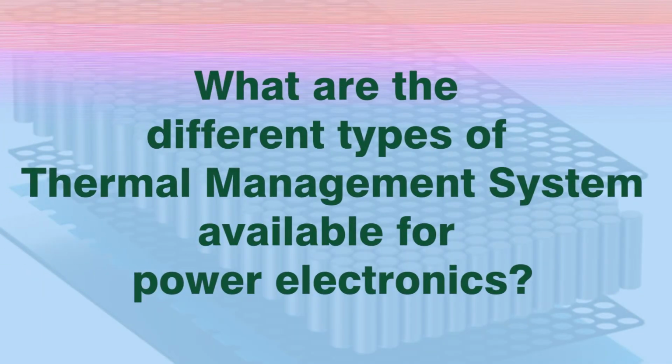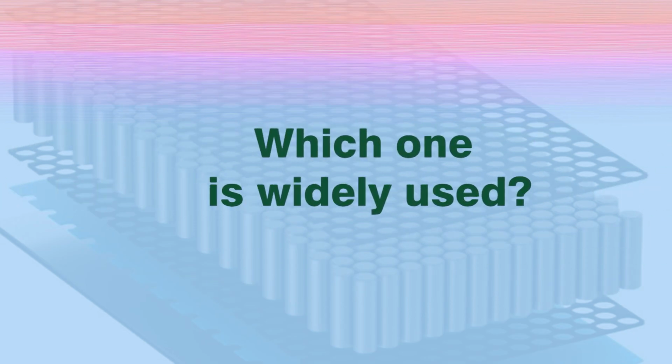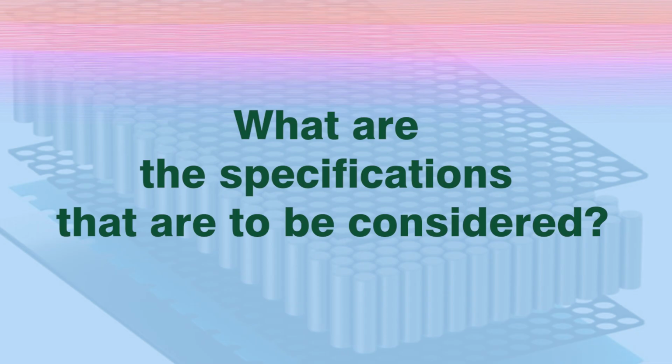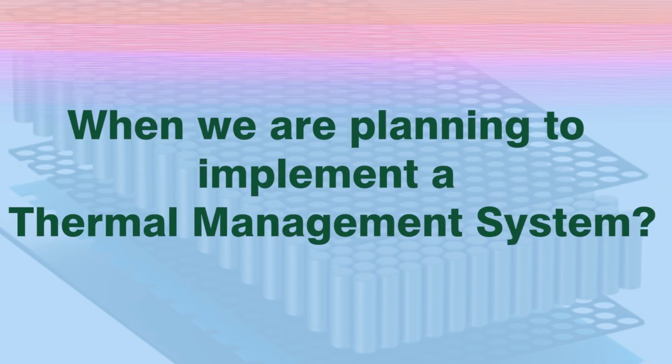So, a few things we have learned in this lecture: the first one is what are the different types of thermal management systems that are available for power electronics and which one is widely used, what are the advantages, and what are the specifications that are to be considered when we are planning to implement a thermal management system. It may be for a power electronic system or for an e-motor system or for an e-motor.